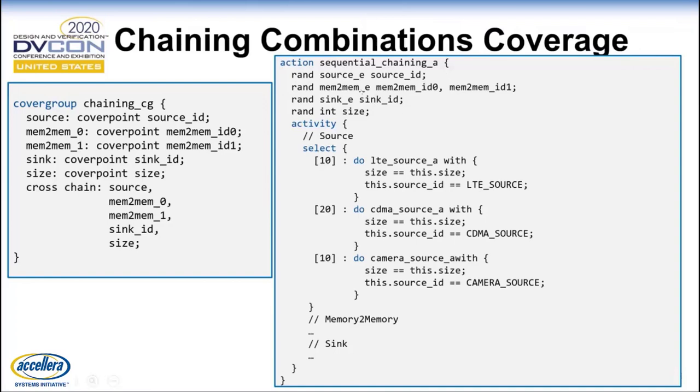And here you see the association between an enum representing the mem-to-mem and the actual chain. So here, mem-to-mem ID 0 will associate with mem-to-mem ID 0 here, this attribute. This is an inline cover group and has access to this attribute.